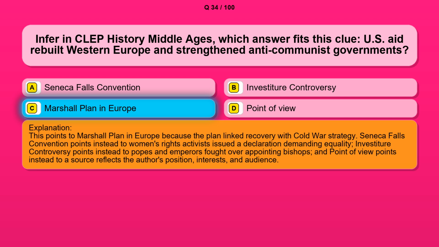This points to Marshall Plan in Europe because the plan linked recovery with Cold War strategy. Seneca Falls Convention points instead to women's rights activists issuing a declaration demanding equality. Investiture controversy points instead to popes and emperors fighting over appointing bishops, and point of view points instead to a source reflecting the author's position, interests, and audience.